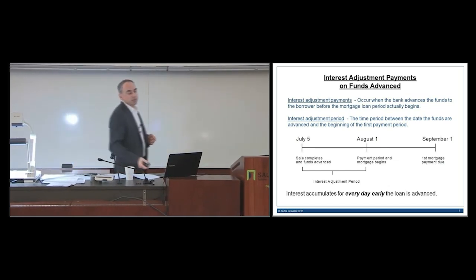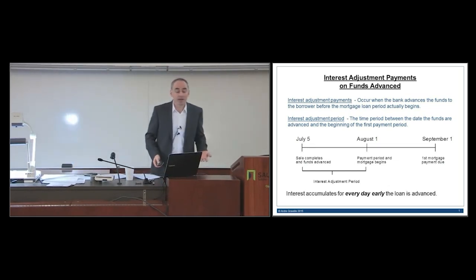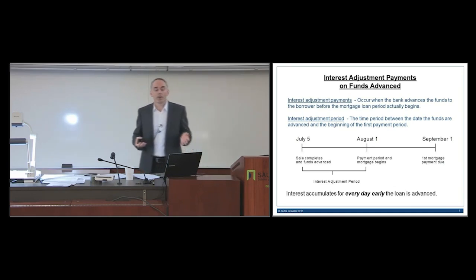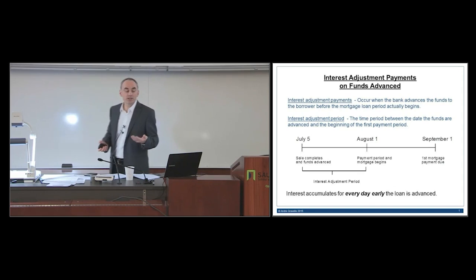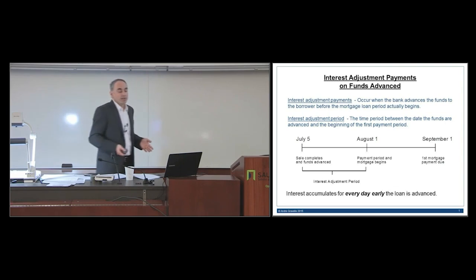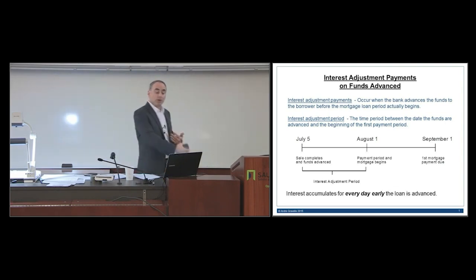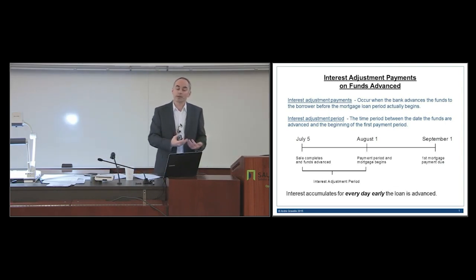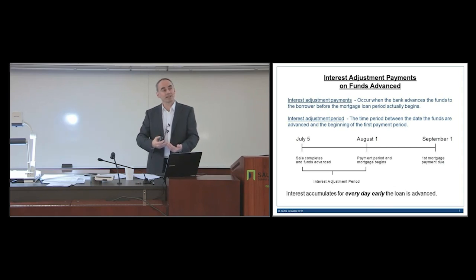So an interest adjustment payment on funds advanced is a payment that occurs when the lender advances the funds to the borrower before the mortgage loan period actually begins. Another way of saying something similar is the interest adjustment period then is the time period between the date the funds are advanced and the beginning of the first payment period.